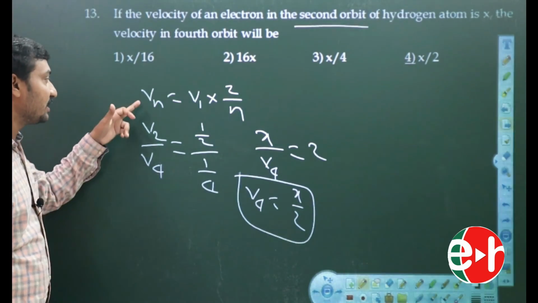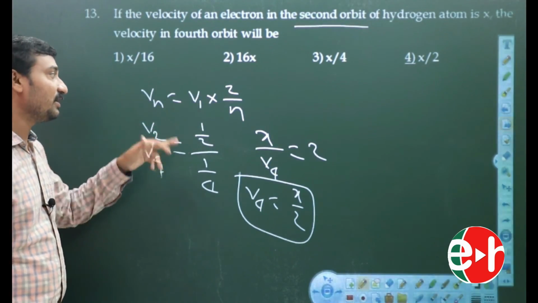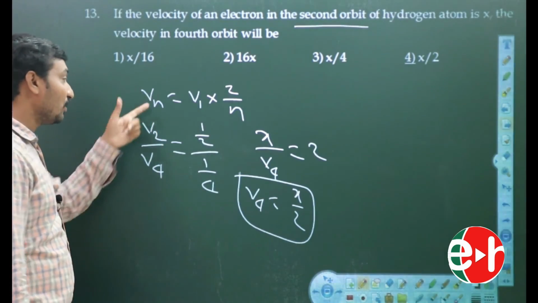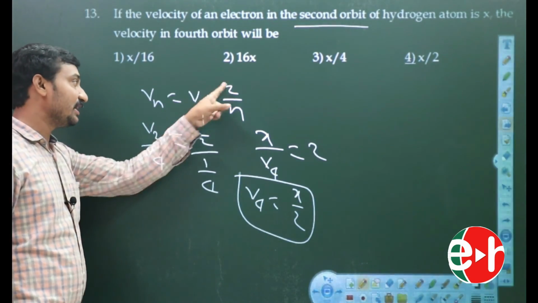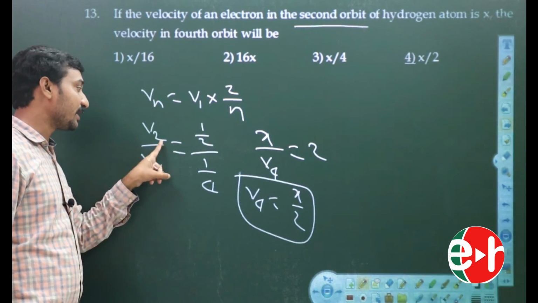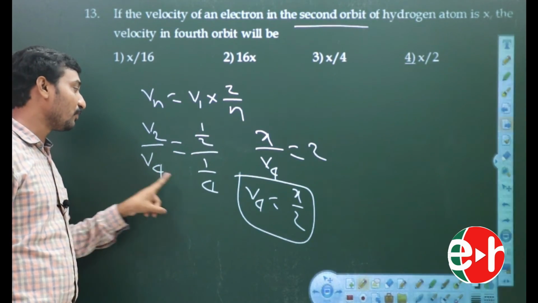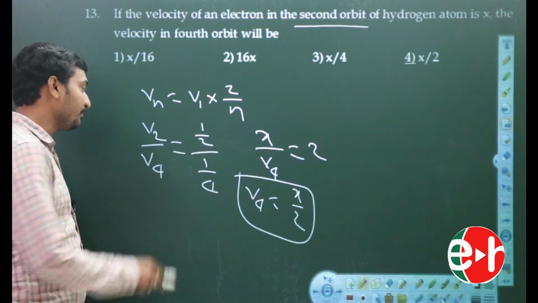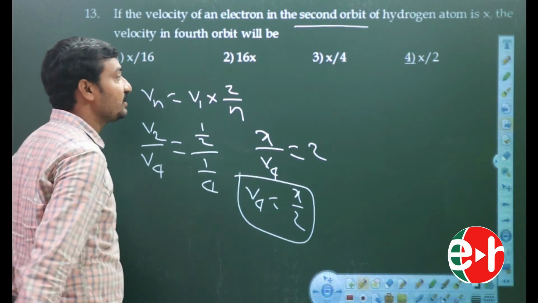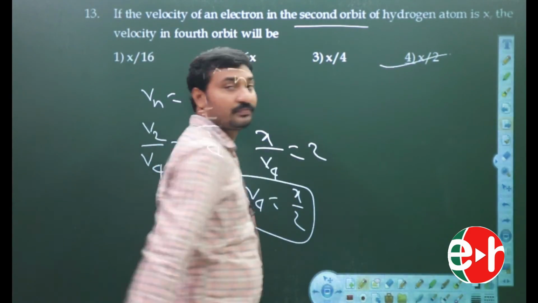Okay, so this is the general formula: Vn is equal to V1 into Z by n. Here V1 is equal to 2.18 into 10 to the power of 8 centimeter per second. Now take the ratio V2 by V4. The Z value is the same and V1 is the same, so they cancel. So 1 by n, 1 by 2 for the second orbit, and 1 by 4 for the fourth orbit. After calculation, V2 value is given as x, and we are asked for V4. So V4 is equal to x by 2. Hence the fourth option is the right answer. Okay.